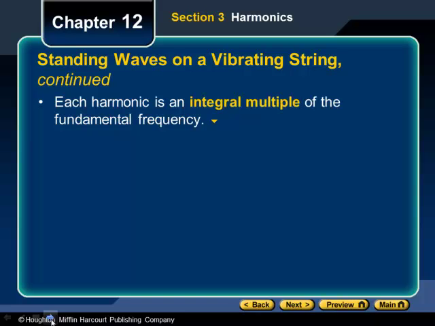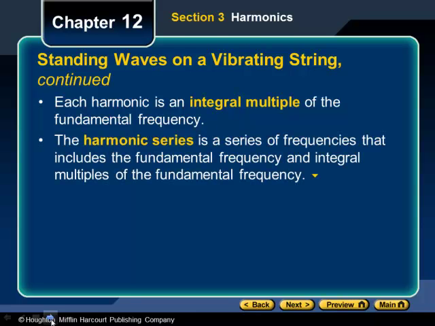Each harmonic in this situation is going to be an integral multiple of the fundamental frequency. So a harmonic series is a series of frequencies that includes the fundamental frequency and then integral multiples of the fundamental frequency. Now you'll notice it does not say all integral multiples. There may be some integral multiples that are not included.